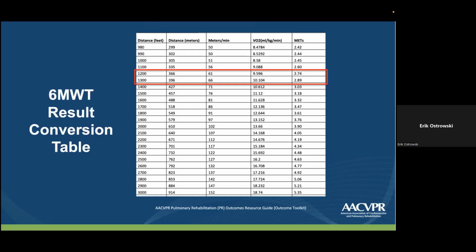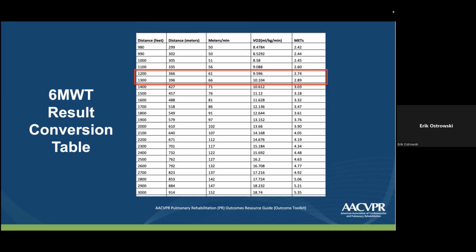If you don't want to go through the equation, which you can still do to get precise numbers, a lot of our EMRs or electronic systems will give us 6-minute walk test MET levels. But here's a handy chart that I was made aware of just recently, actually. This comes from the AACVPR Pulmonary Rehab Outcomes Resource Guide, or their outcomes toolkit. So you can find this in there.